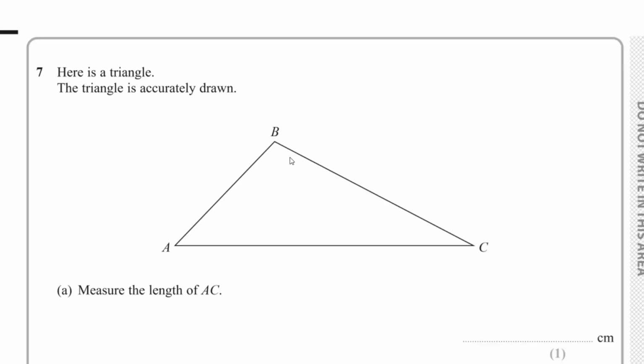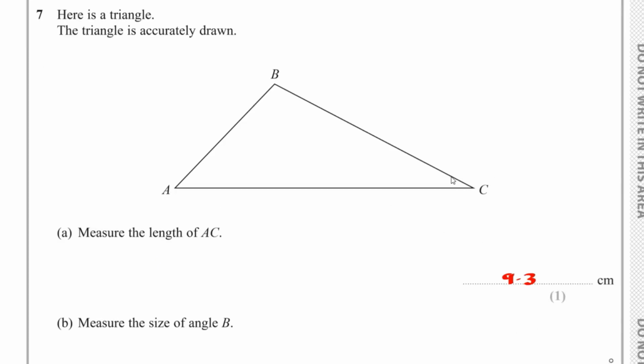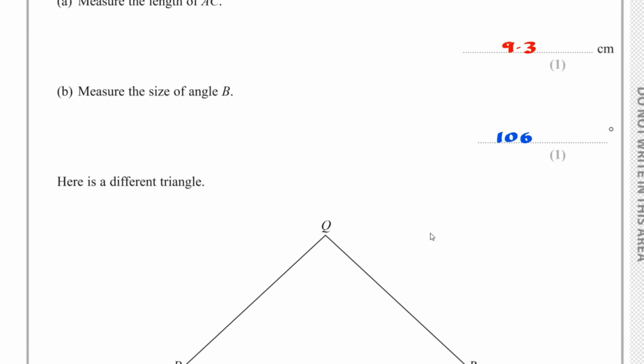Question number 7. Here is a triangle. The triangle is accurately drawn. Part A, measure the length of AC. If I measure AC, you will find AC to equal 9.3 centimeters. Part B, measure the size of angle B. If I measure the size of angle B, we have 106 degrees. So B is 106 degrees.